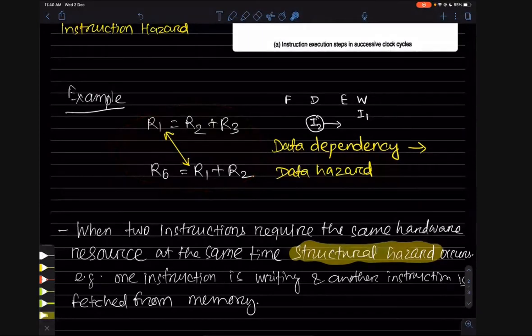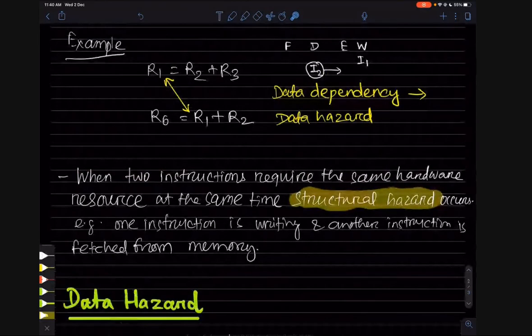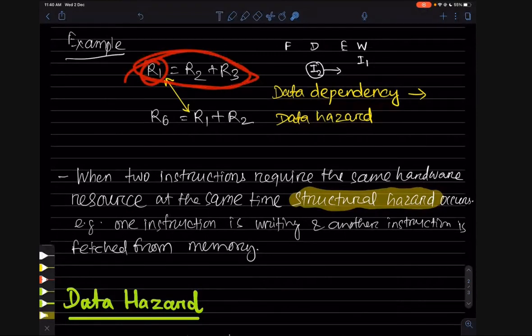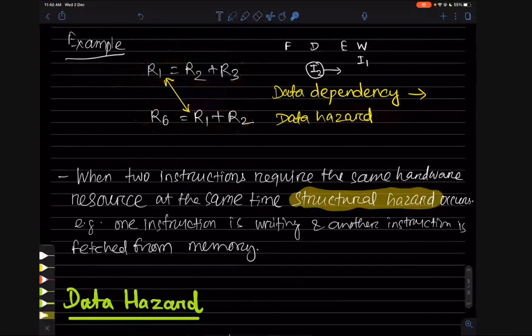So another type of hazard is called structural hazard. When two instructions require the same hardware resource at the same time. In this case, suppose we take the R1 register as a hardware resource. This instruction wants to write it and this instruction wants to read it. When only one hardware resource exists and two instructions want to access it, there will be a structural hazard.